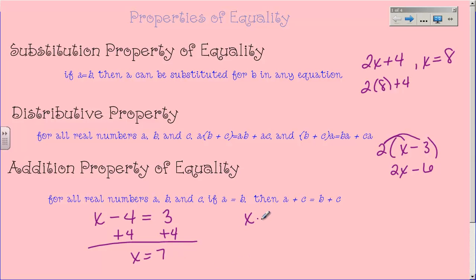You might also see it written like this. They'll put the plus 4 here and the plus 4 here to show that 4 got added to both sides. That's the addition property of equality. I added 4 to both sides. And that's the property you use when you're solving a single step equation or an equation where you want to undo subtraction.